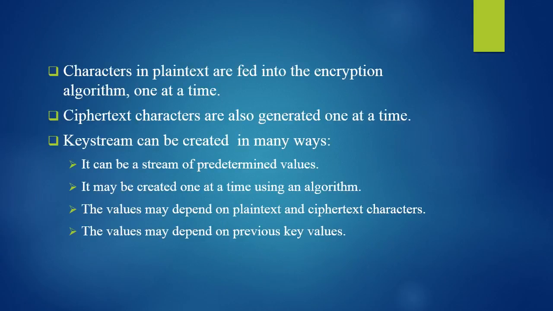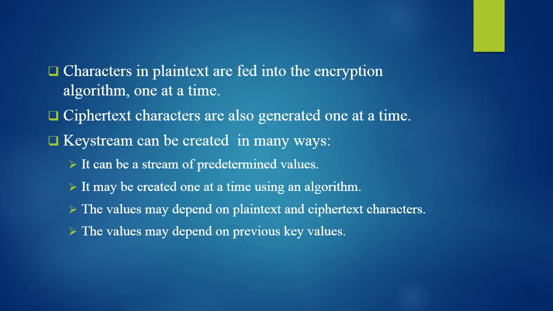Characters in plain text are fed into the encryption algorithm one at a time. On similar lines, ciphertext characters are also generated one at a time because there is a one-to-one mapping, a one-to-one relationship between plain text characters and ciphertext characters.